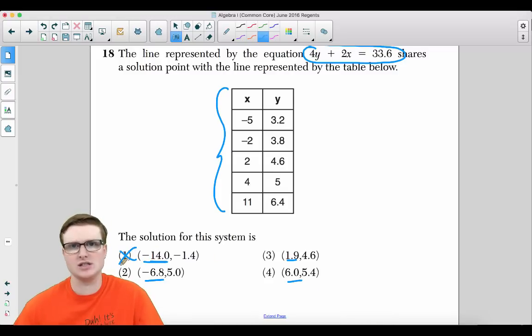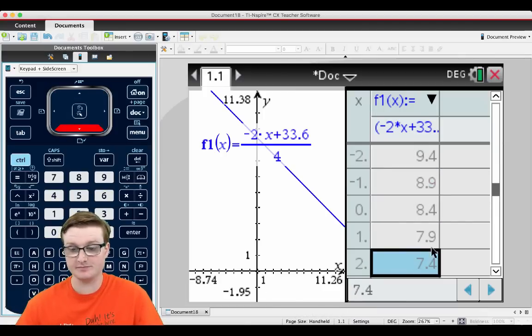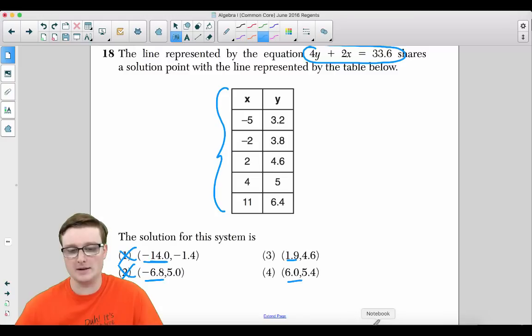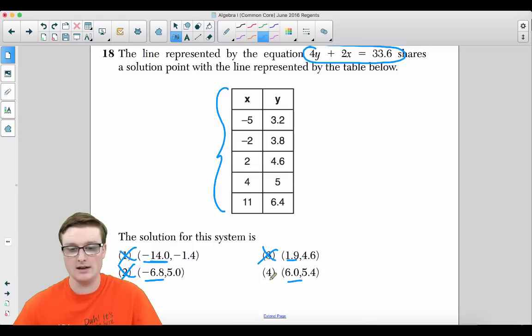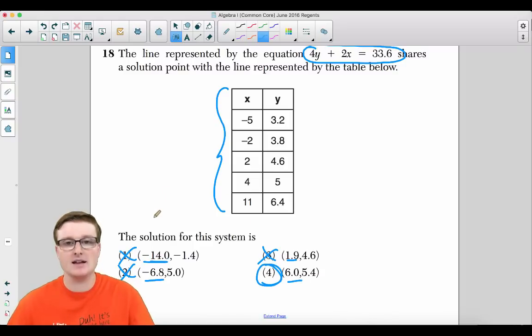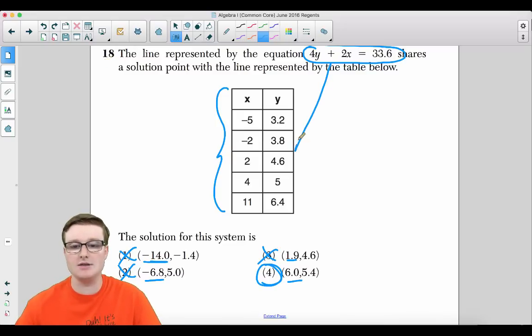If you look at your answers, it's 5. That makes absolutely no sense. Now, 1.9 is quite close to the number 2. So the value is between 7.9 and 7.4. That's 4.6. Doesn't make any sense. Go down to the value of 6. 6 is 5.4. Hey, there it is. So 6.0, comma 5.4 is the correct point that lies on this and this. They share that point right there.